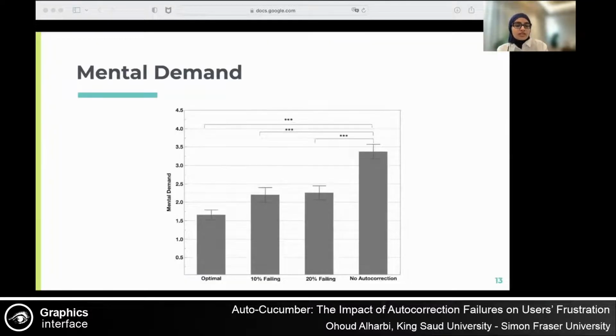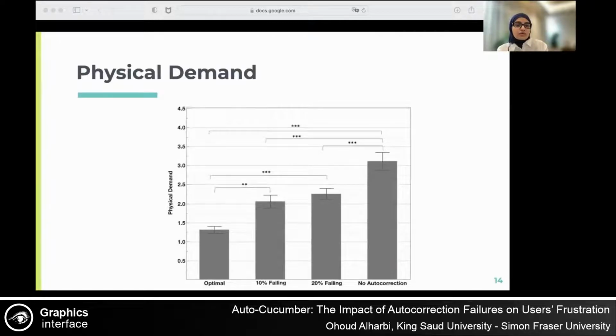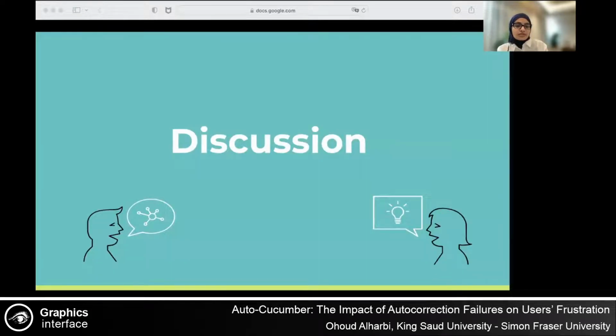There was also a significant effect on mental demand across conditions with a large effect size. No autocorrection was significantly more mentally demanding than conditions with no or occasional failures. We also observed a significant effect on physical demand with a large effect size. No autocorrection and 20% autocorrection fails were the most physically demanding, as you see in the figure. So, our discussion.